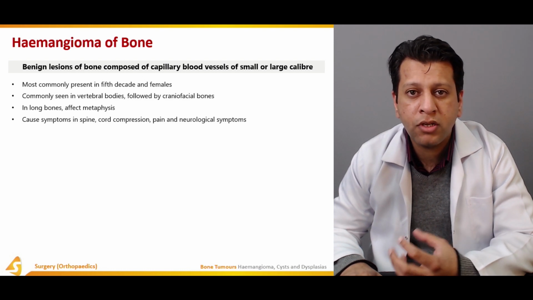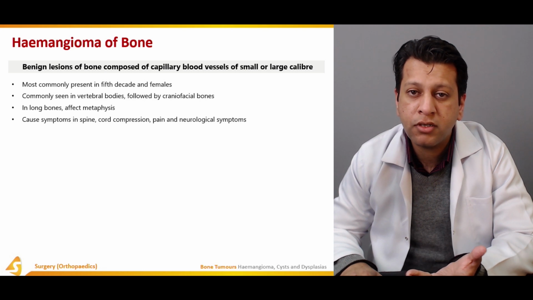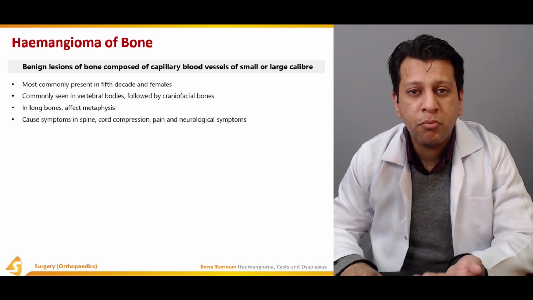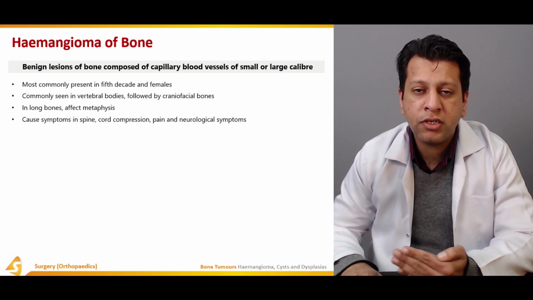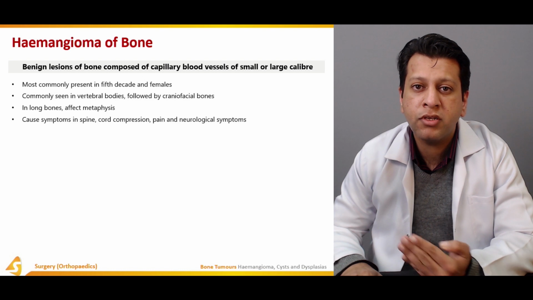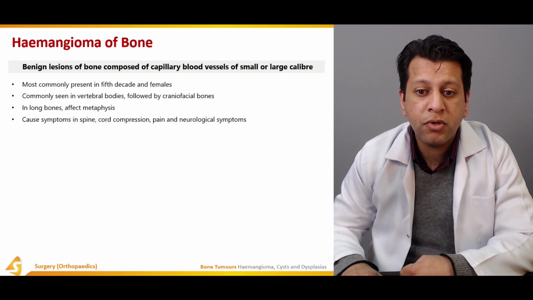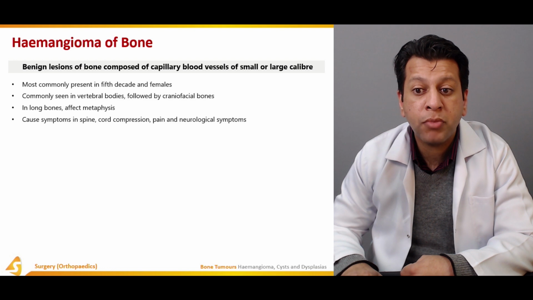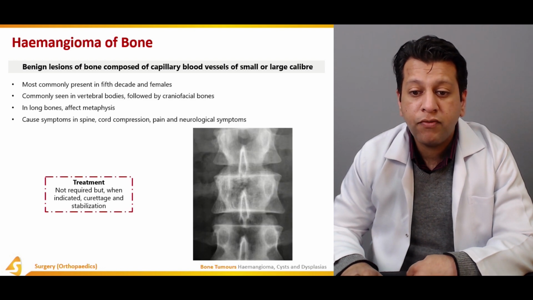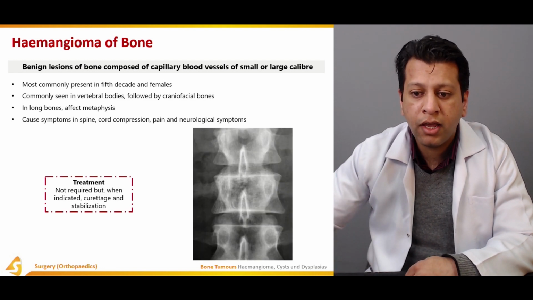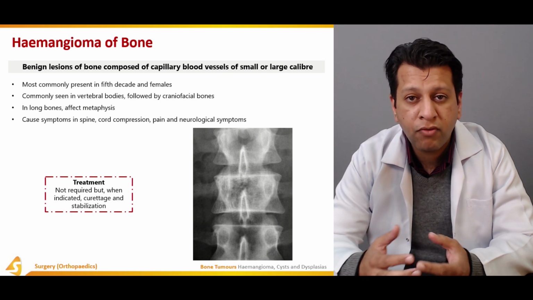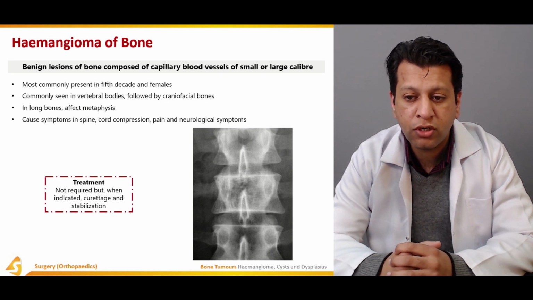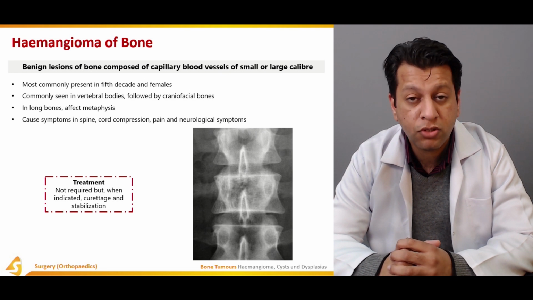In the spine, it's mainly present in the anterior aspects of the body, but sometimes it can become large enough that it can cause nerve root compression in the posterior elements of the spine, resulting in spinal symptoms, which may be spinal cord compression, pain, and neurological symptoms. If you see, this is an X-ray, although it's not depicting that classical pattern of a jailhouse appearance in case of hemangiomas, but usually it involves mainly the body, and treatment is not required because spinal instability is not affected.